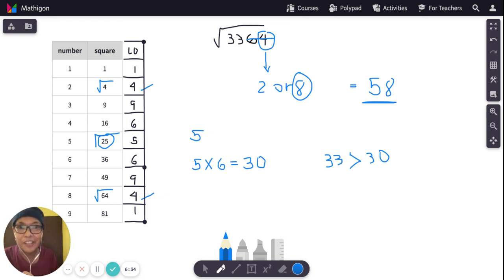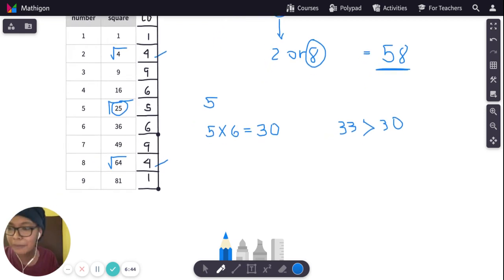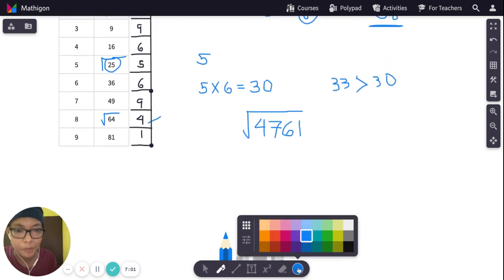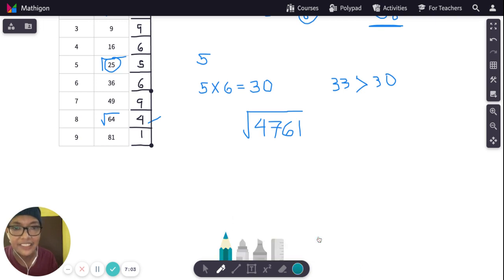Okay? So, nakuha po. Let's try one more problem para po malaman, ma-practice nyo. I'm thinking of a problem. Ang mata talaga, laging nag-iisip ng problem eh. So, square root of 4761. Okay? So, how is that? Paano po kaya yan, mga ma'am at sir?